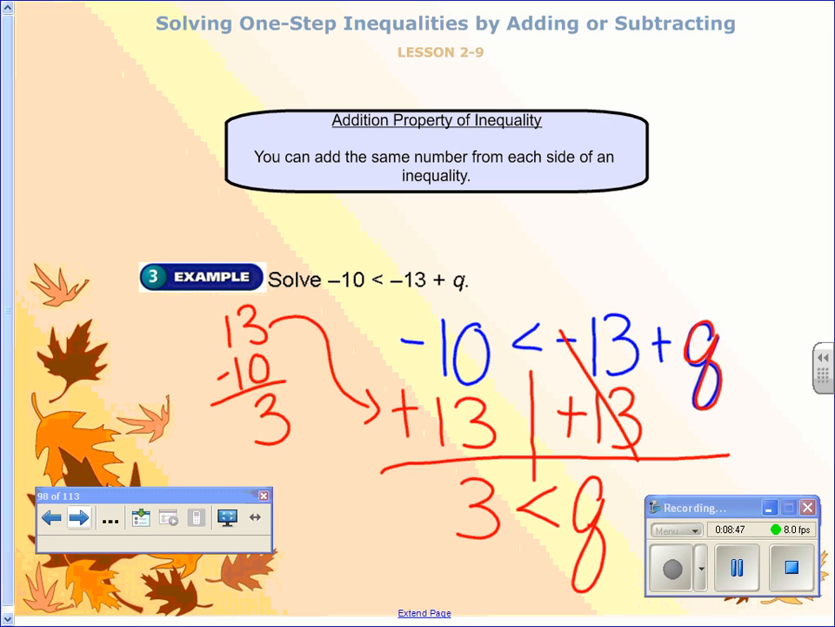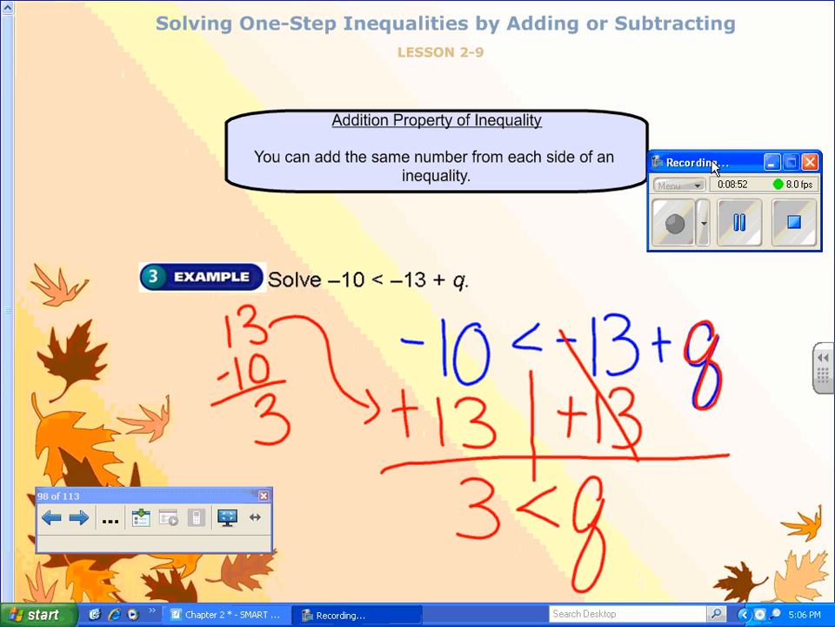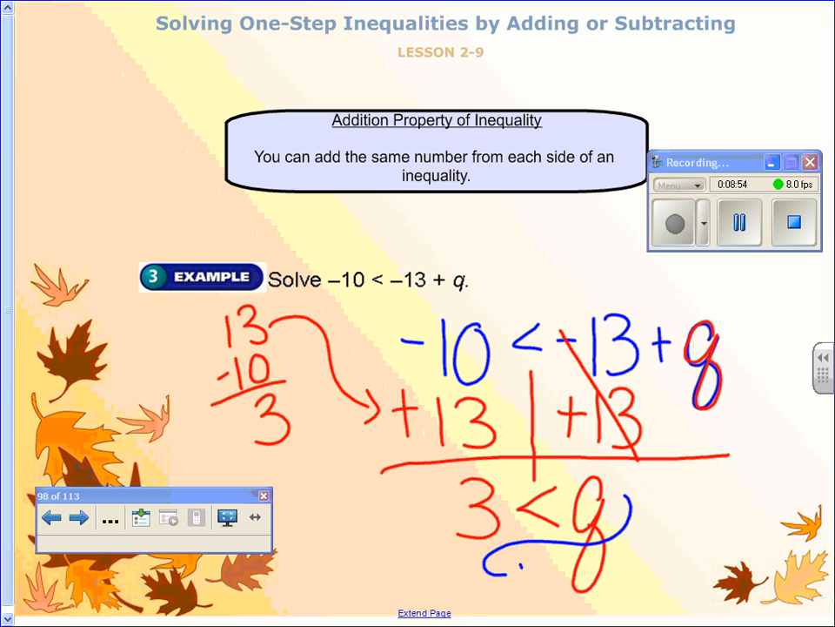So I have 3 is less than q, but again, we want to make sure we have our variable first. So I'm going to flip it. So q, and this time the open mouth is towards the q, so the 2 dots are facing q, and the point is facing 3. I like to make these dots, that way I make sure I get them right. And then I have the number 3. So q is greater than 3.